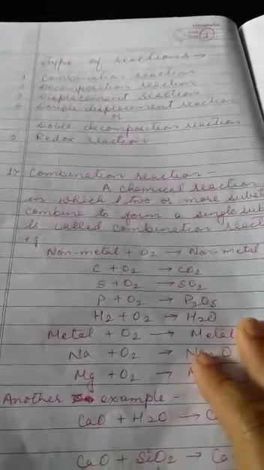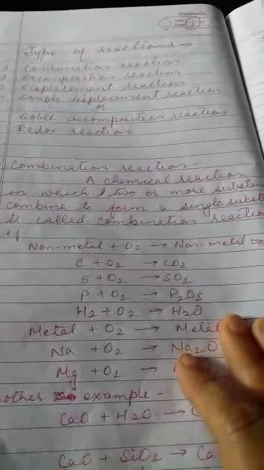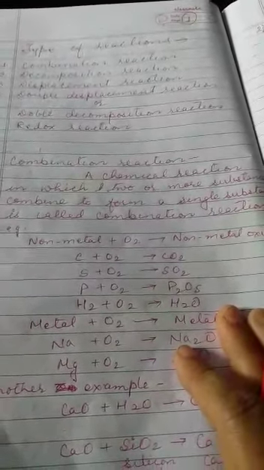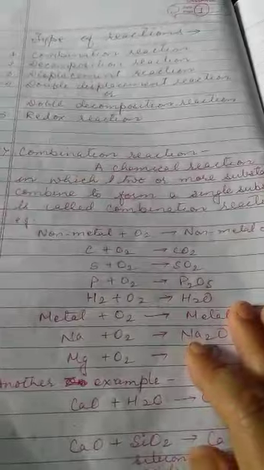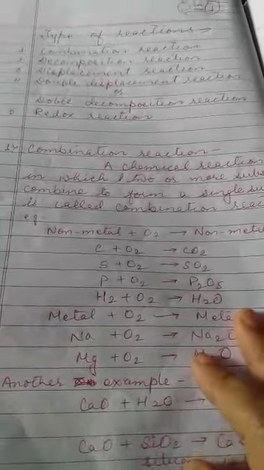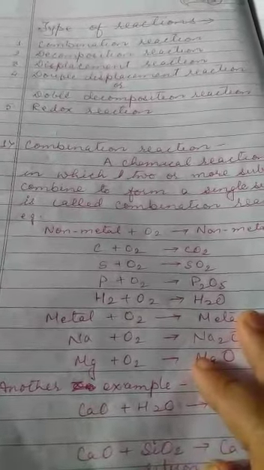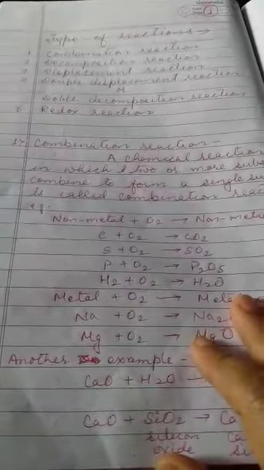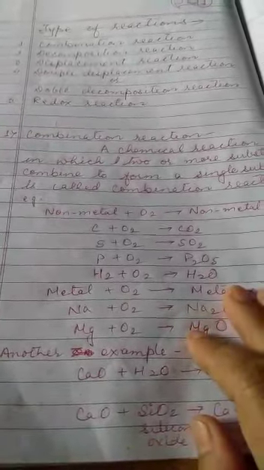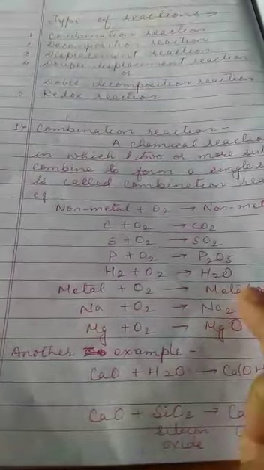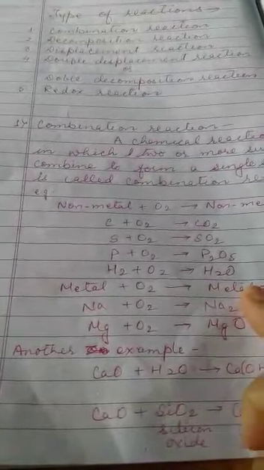In combination reaction, a chemical reaction in which two or more substances combine to form a single substance is called combination reaction. There are many examples of combination reaction. Let's start from reaction of non-metal with oxygen. Any non-metal when it reacts with oxygen forms non-metal oxide. For example, C plus O2 gives CO2, S plus O2 gives SO2, phosphorus plus oxygen gives phosphorus pentoxide, hydrogen plus oxygen gives water.